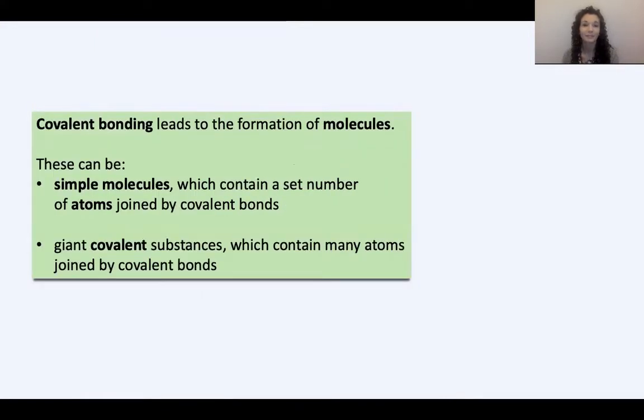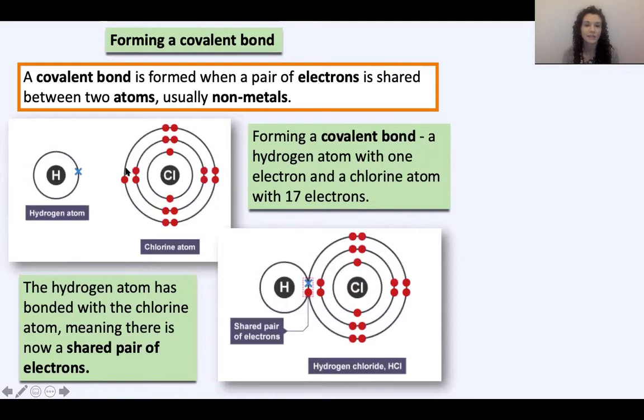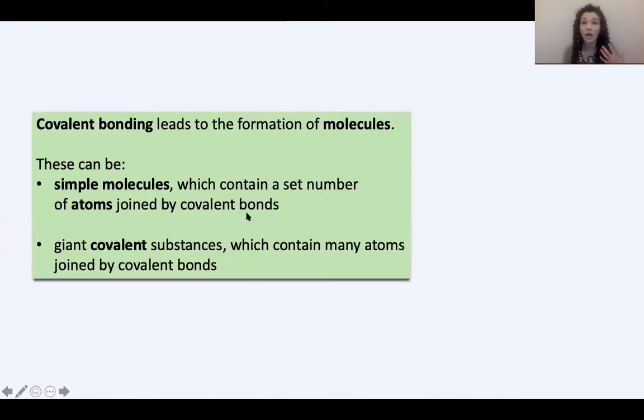Okay, well done. So covalent bonding leads to the formation of new molecules, like you can see here. These 2 atoms have bonded together, hydrogen and chlorine, and they formed a new molecule of hydrogen chloride. Now, in covalent bonding, there are 2 types of molecules that can be formed. The first one are simple molecules. That's just a set number of atoms that have joined with covalent bonds. And we'll look at those in a moment.